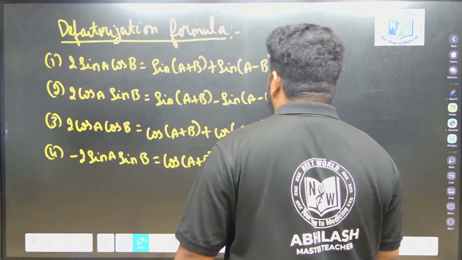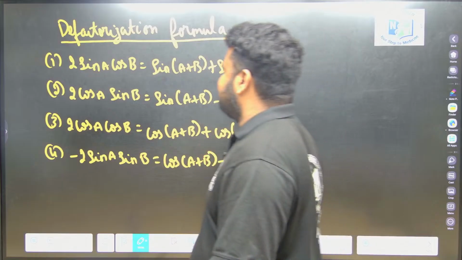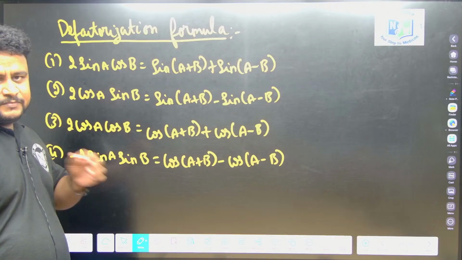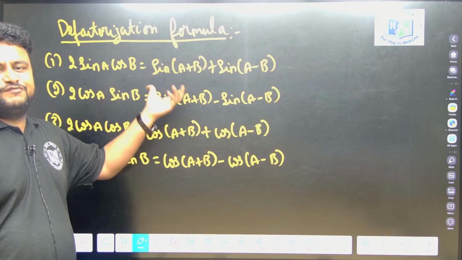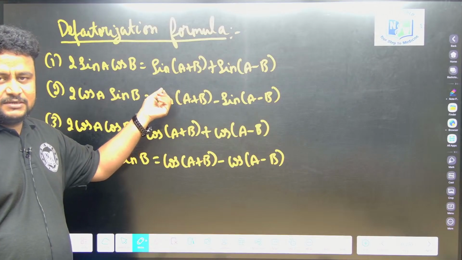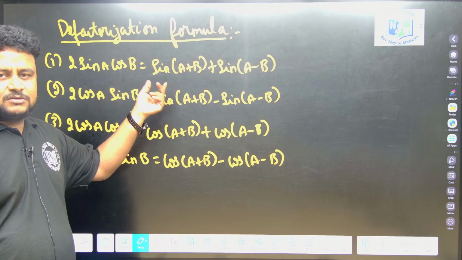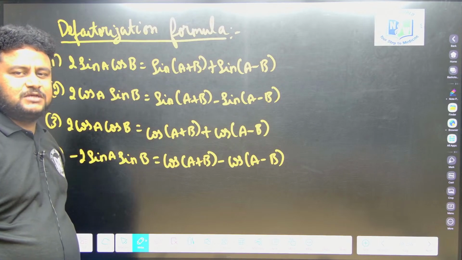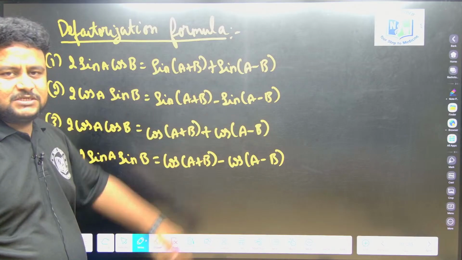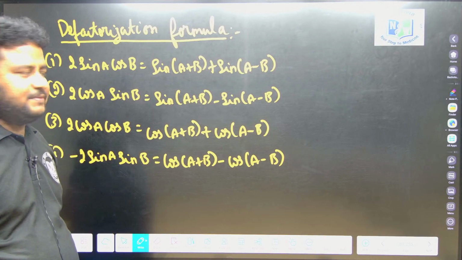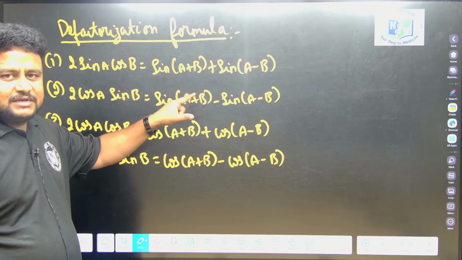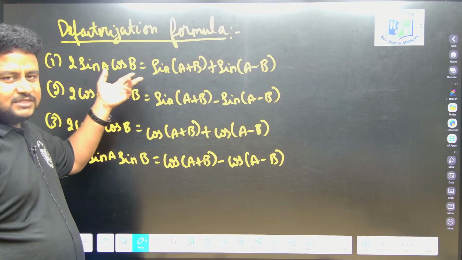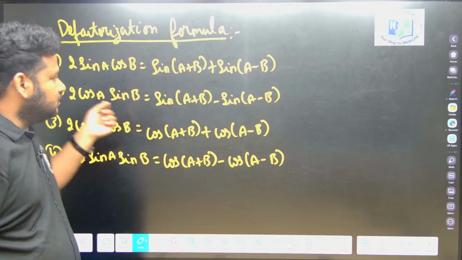From here, I already told you, arrives the defactorization formula, that is 2 sin A cos B. We already learned the compound angle formulas: sin of A plus B is sin A cos B plus cos A sin B, and sin of A minus B is sin A cos B minus cos A sin B. If you add, plus and minus will cancel and we get 2 sin A cos B. So that is the same thing we are getting here. 2 sin A cos B is equal to sin of A plus B plus sin of A minus B.